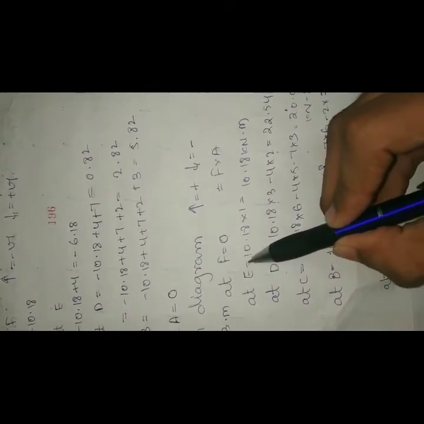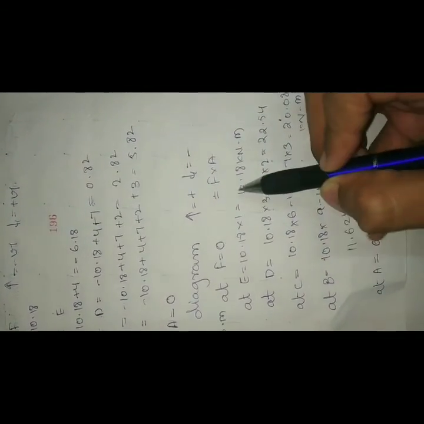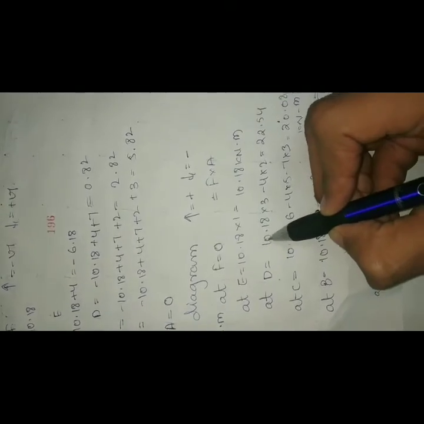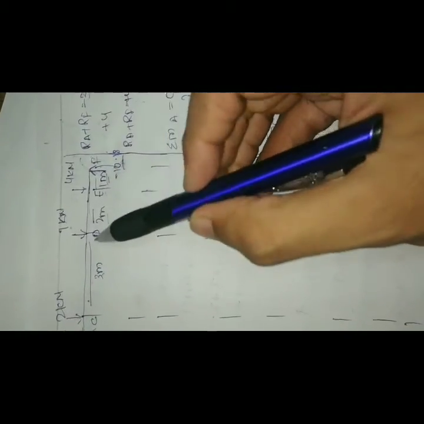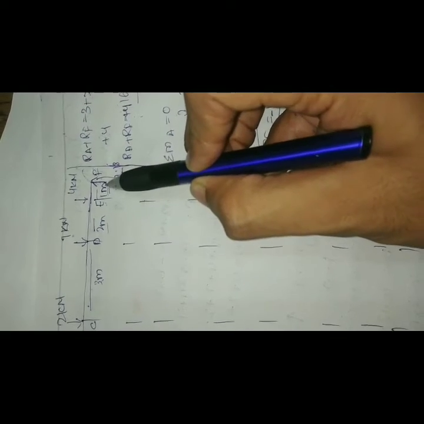So I have already done the bending moment here. Bending moment at E is 10.18 into 1, then at D, 10.18 into 3, and then minus 4 into 2. At D we have 7 into 2 plus 1, which is 3, then 4 into 1. That's how we have to find the bending moment. And after getting all the bending moments, we have to put them in the diagram here.